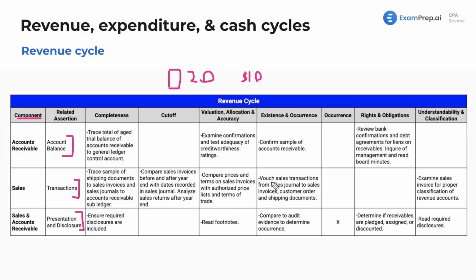For existence and occurrence, making sure that something actually did happen, we want to vouch sales transactions from the sales journal to sales invoices, customer order, and shipping documents. All of these should add up. The sales transactions in our general ledger should equal what you see in the sales journal, which is specifically where you're going to see all these transactions. The sales invoices should list out all of these as well, right? The invoices should reflect what you see in the journal. The customer order and shipping documents should all include, again, the same amount. There's 20 pieces of inventory for $10 each. They should all match up.